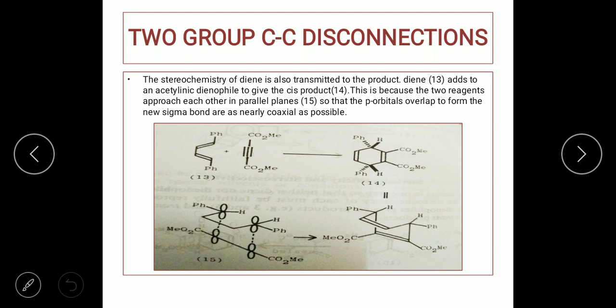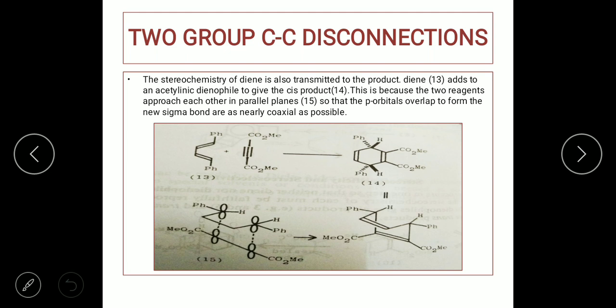Diene 13 adds to an acetylenic dienophile to give the cis product 14. This is because the two reagents approach each other in parallel planes so that the p orbitals overlap to form the new sigma bond, which are as nearly coaxial as possible.